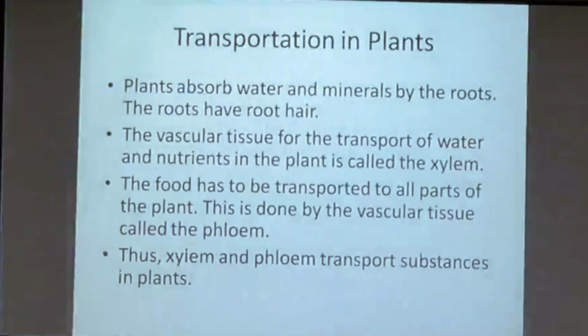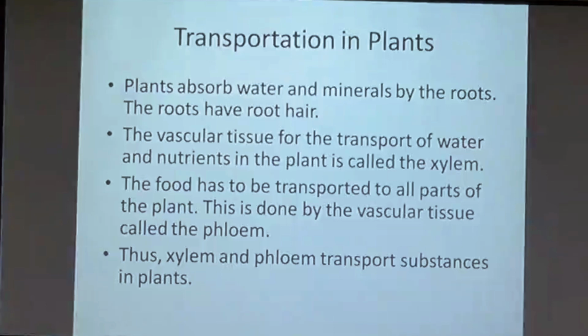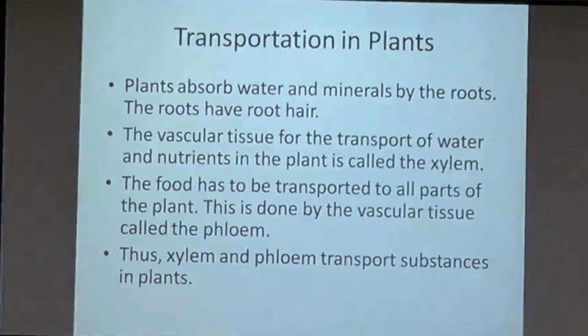Finally, transportation in plants. So plants absorb water and minerals by roots. Roots contain root hairs which increase the surface area of roots, and it helps in the absorption of water and minerals. The vascular tissue for transportation of water and nutrients in the plant is known as xylem. Food has to be transported to all parts of the plant. This is done by a vascular tissue called phloem. The xylem and phloem transport substances in the plants, and they are known as the vascular tissue of the plants. Thank you.